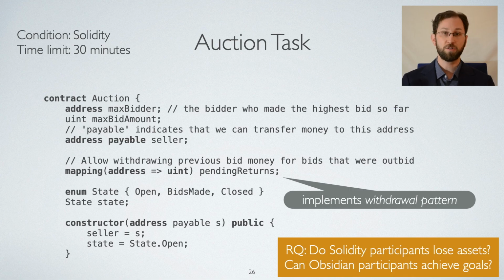We also, due to a security convention on the Ethereum platform, use this pending returns map, which records all the money that we owe to people whose refunds we have processed. This implements what's called the withdrawal pattern. And then we were interested in whether Solidity participants lose assets and whether Obsidian participants would achieve their programming goals.